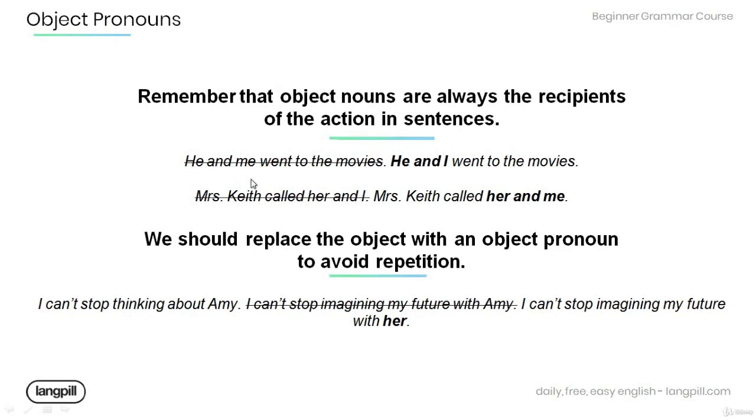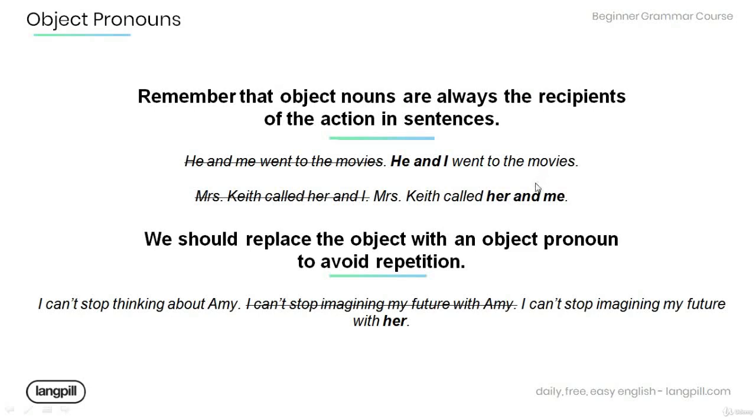"He and me went to the movies." Now this sentence would be incorrect because the object pronoun "me" is being used as the subject of the sentence. The correct form would be "He and I went to the movies."